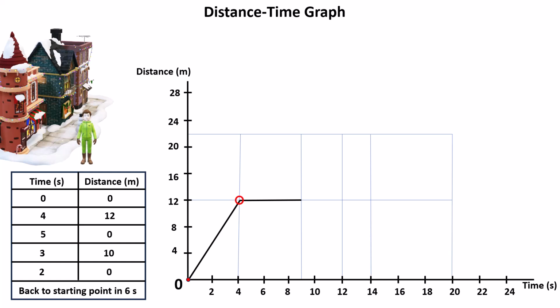Now for our next set of points, he moved a distance of 10 meters in 3 seconds. So 10 meters added to his current distance covered will give us 22 meters. Meanwhile, it took him 3 seconds in covering the 10 meters. So adding the 3 seconds to the time he has already spent in his journey gives us 12 seconds.